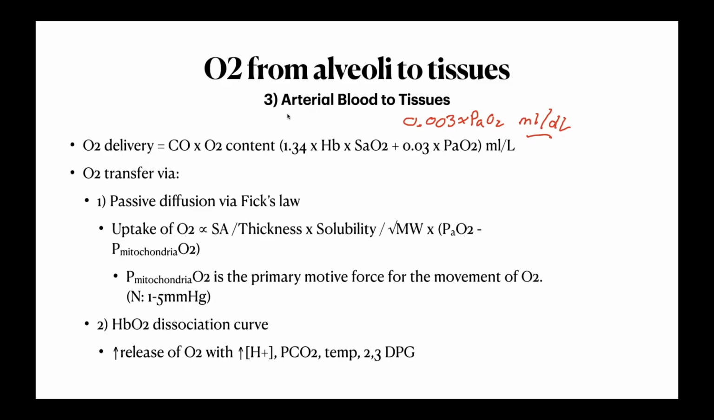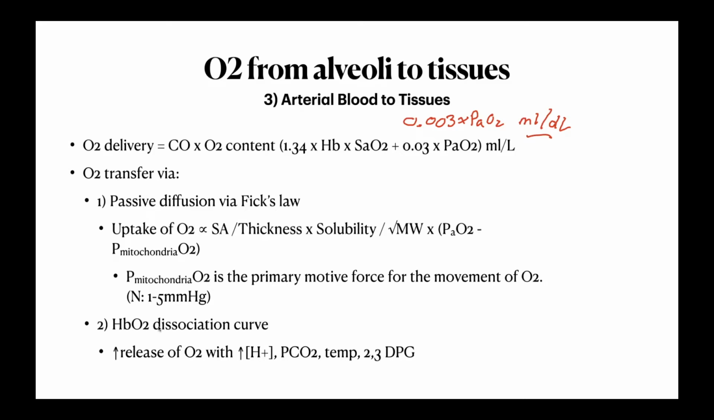The oxygen transfer from arterial blood to tissues again occurs via passive diffusion via Fick's law. So you can repeat the formula again, but the difference is that the pressure gradient is due to the arterial oxygen difference minus the mitochondrial oxygen. And the mitochondrial oxygen partial pressure is the primary motive force for the movement of oxygen, and the normal is between 1 to 5 millimeters of mercury. And adding this in will be able to answer the examiner's report, where they wanted you to describe mitochondrial PO2 as the primary motive force.